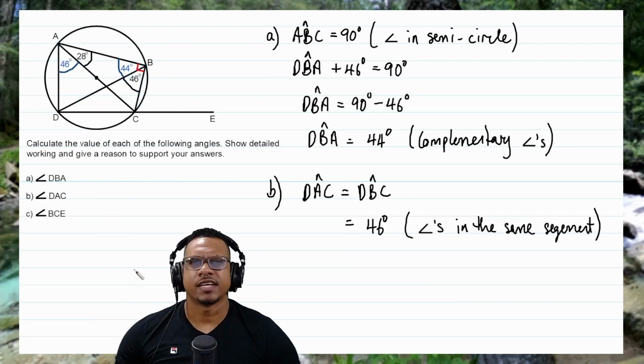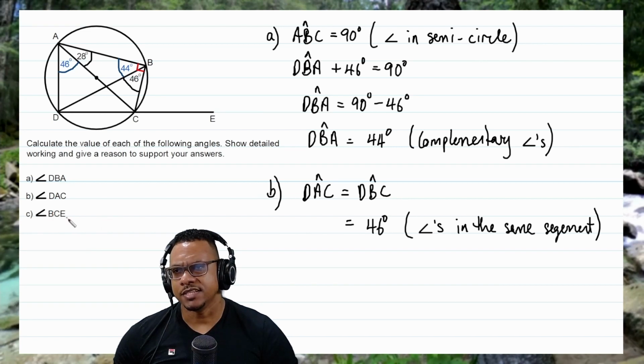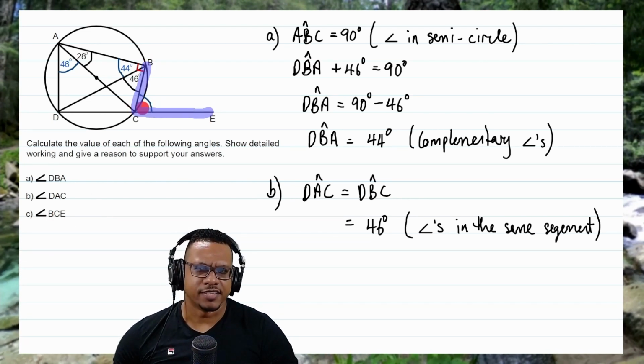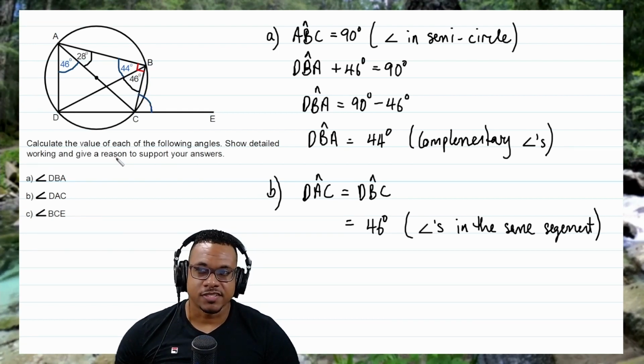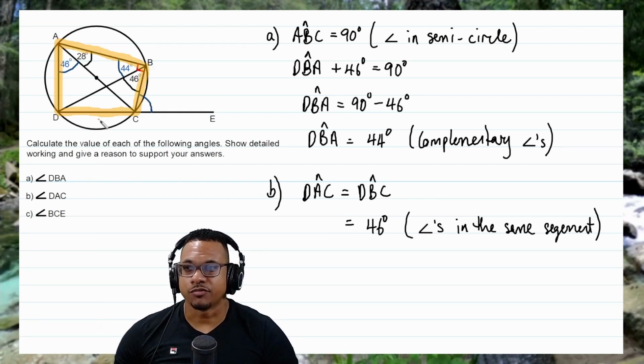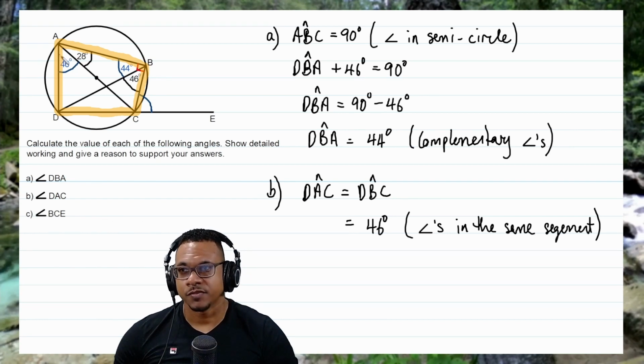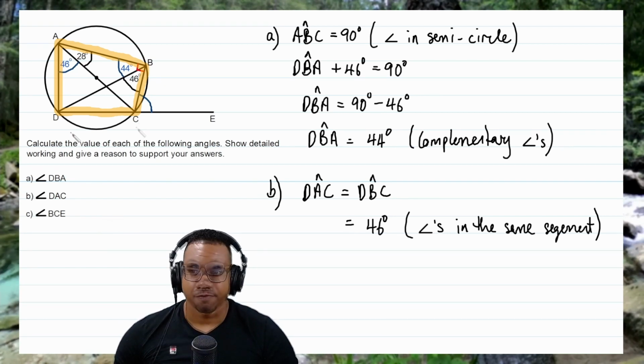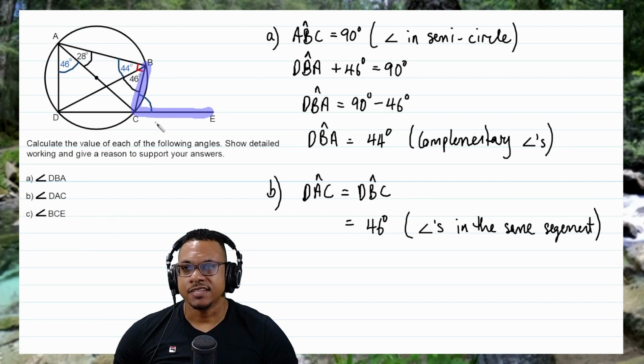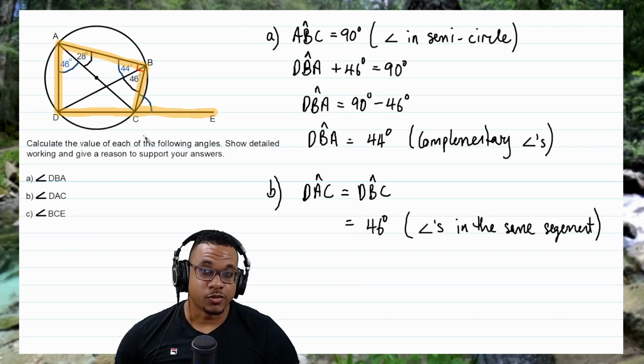And now for part C, we want to calculate the value of the angle BCE. So that's angle B to C to E. That will be this angle right here. Now for this question, what I notice, I have a cyclic quadrilateral because I have a four-sided shape from D to A to B to C back to D. And all four vertices touch the circumference of the circle. So that's a cyclic quadrilateral. Now this angle BCE is the exterior angle for this cyclic quadrilateral. And I know that the exterior angle of a cyclic quadrilateral is equal to the interior opposite angle.